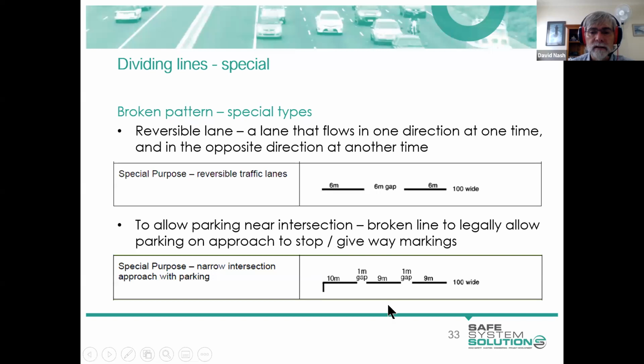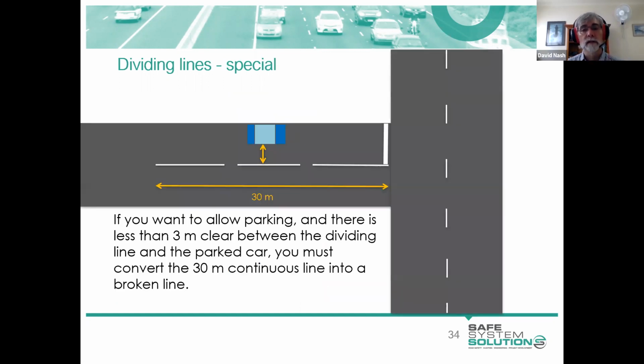Now, this line causes a lot of confusion and isn't very well explained in some of the documentation. This is a 30-metre line. If you add up all those dimensions, it's a 30-metre line approaching a give way or stop line. And I think I might have it in the next slide. Yes, I do.